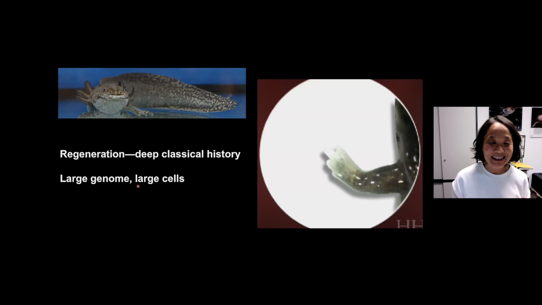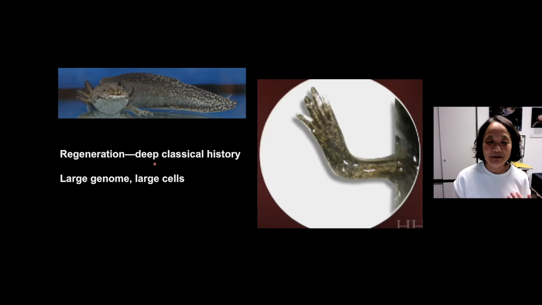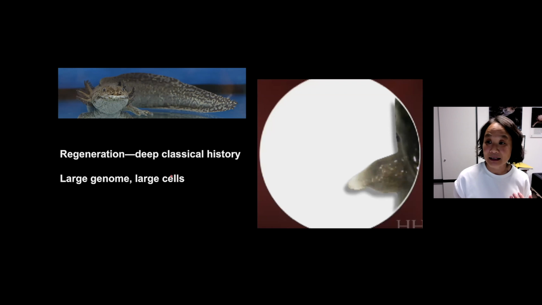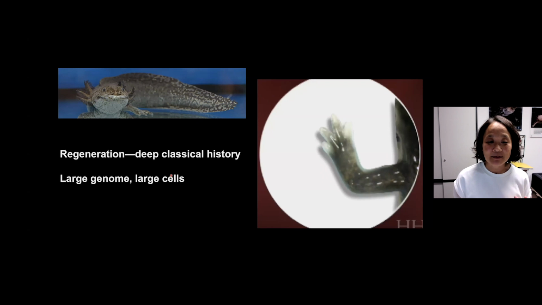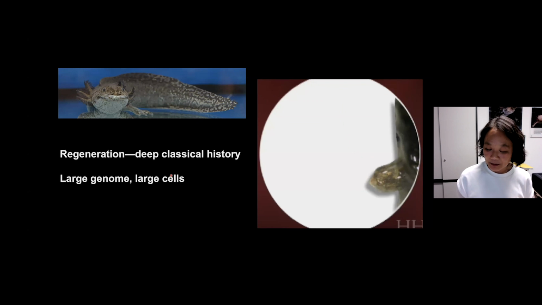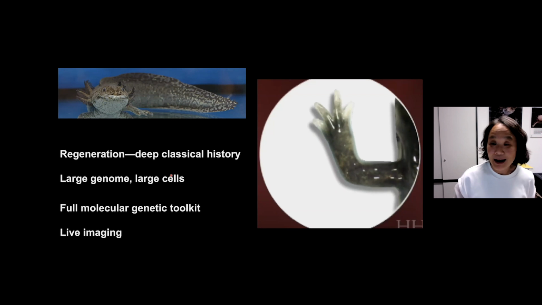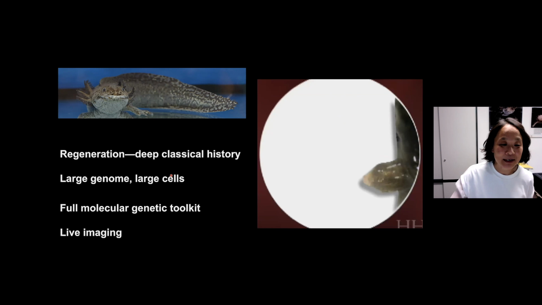An interesting advantage of having a large genome is that these animals have really large cells. And we've been able to use that advantage to live image the process of regeneration in animals, which you'll see. We're really proud and happy that by now, because of CRISPR and next generation sequencing, we have the full molecular genetic toolkit in this organism, including being able to tag proteins by CRISPR-mediated precise knock-in into the genome. And as I mentioned, live imaging is an important component of our toolkit.